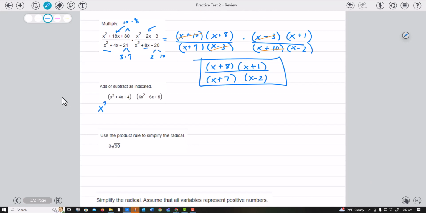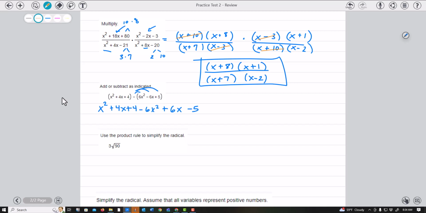All right, the next one is just simply looking at common terms, and the only thing you have to be careful of is that negative sign outside the parentheses has to distribute to everything inside the parentheses. So that's going to become a negative 6x squared. A negative and a negative becomes a positive 6x, and then a negative 5.